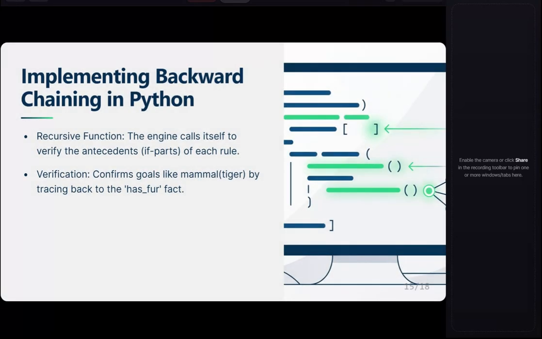Backward chaining in Python looks a bit different. It uses recursion. The function calls itself to go deeper into the proof. If it needs to prove an if part of a rule, it starts a new search for that specific fact. This elegant approach mimics a human detective following a trail of clues until they reach the final answer.